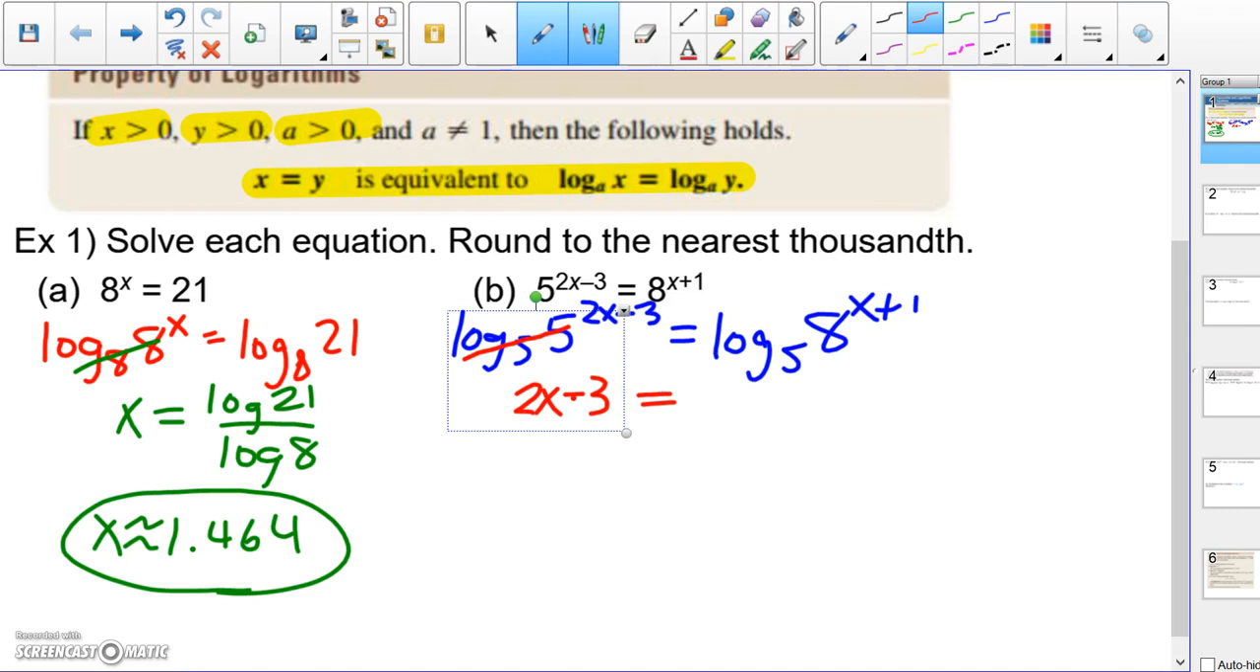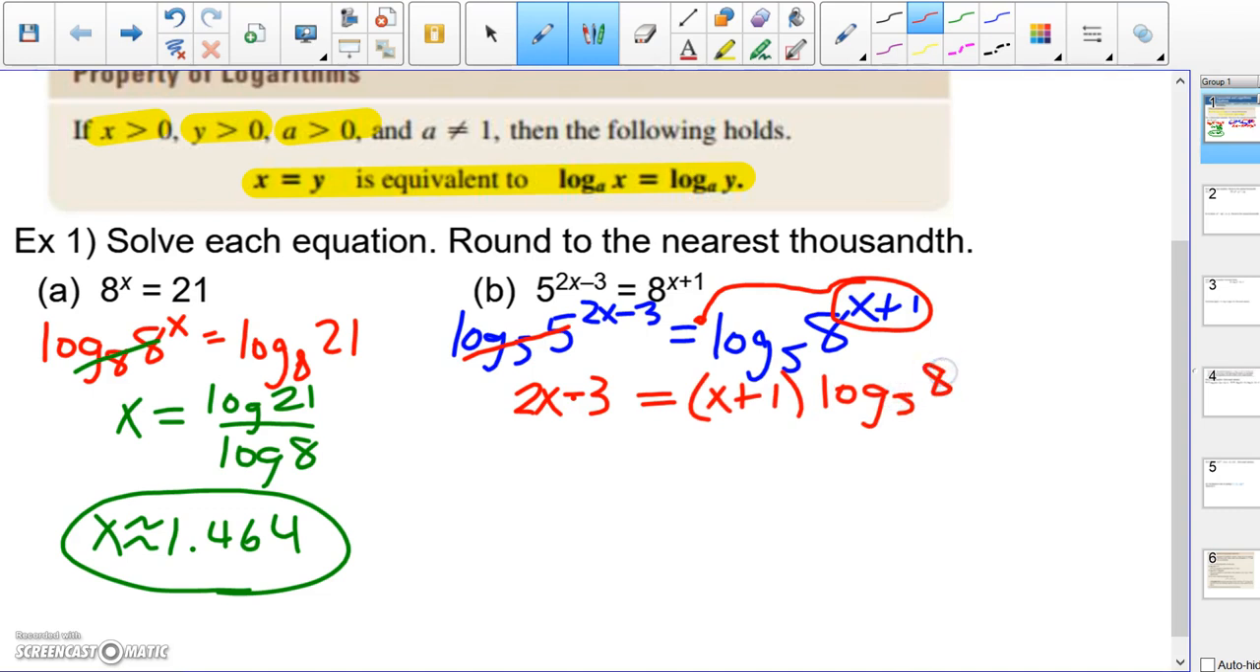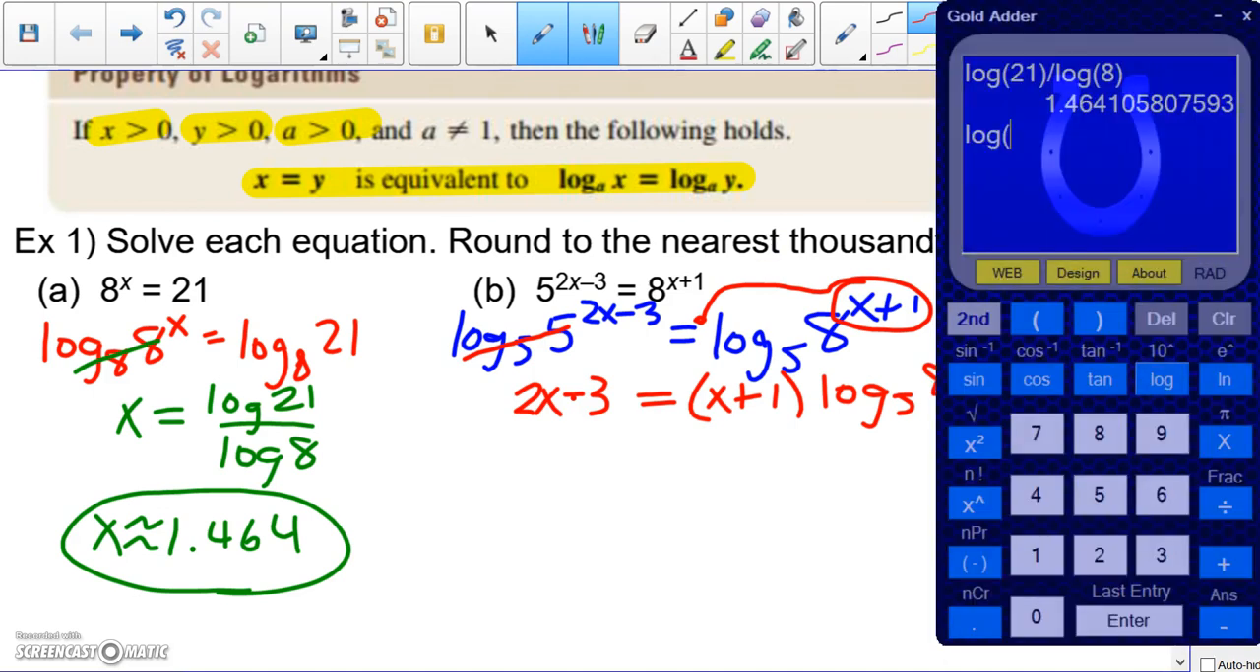On the other side, we have to do something weird with our properties from one of the previous lessons. So this exponent can come around to the front here. So remember we did a property like that. And so we're going to pull that exponent, x plus 1, around to the front of that logarithm. So x plus 1 times log base 5 of 8. And you might recognize that's going to be a change of base formula. So you can do it now or you can do it later. I think most of you would probably find it easier to do it now.